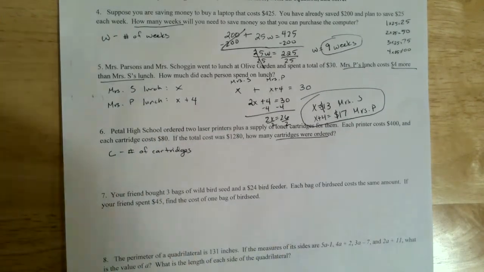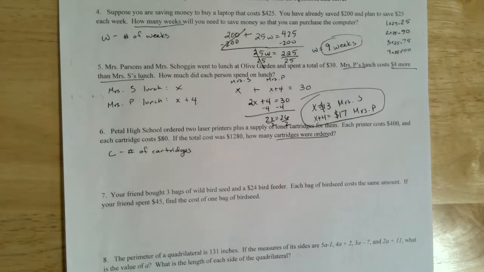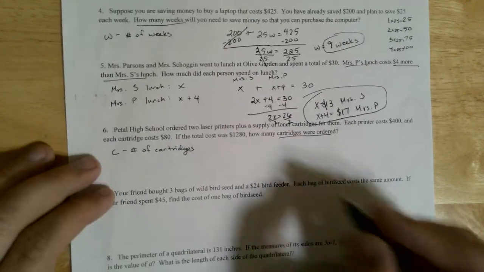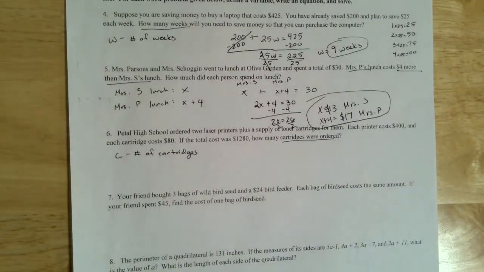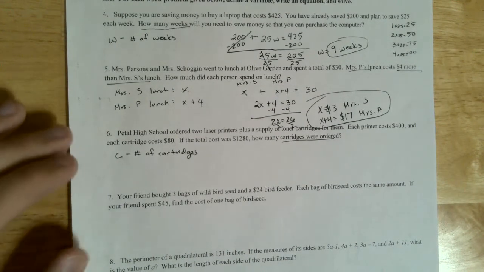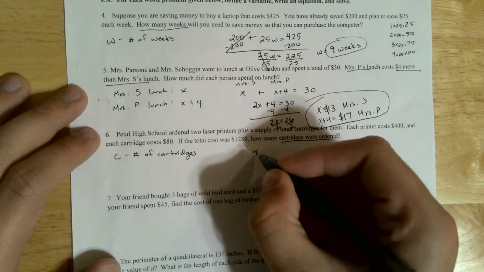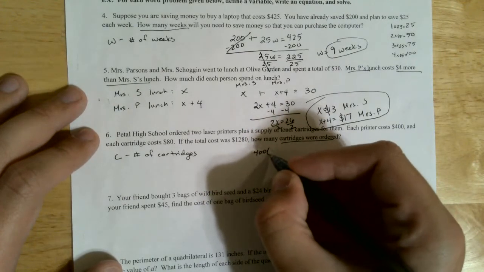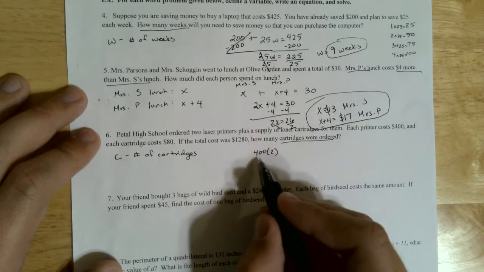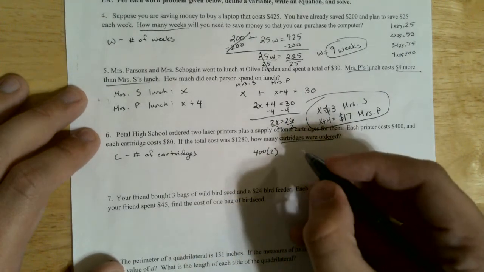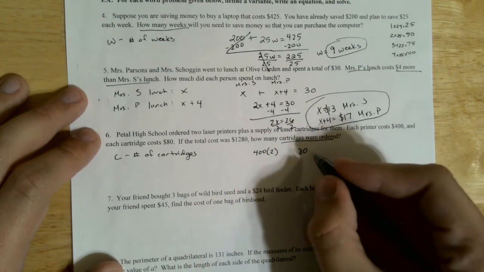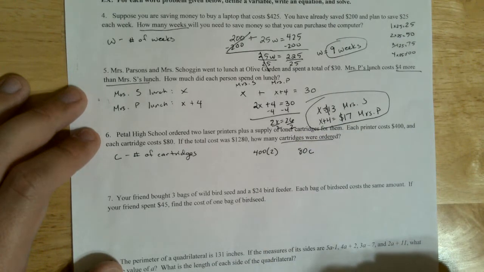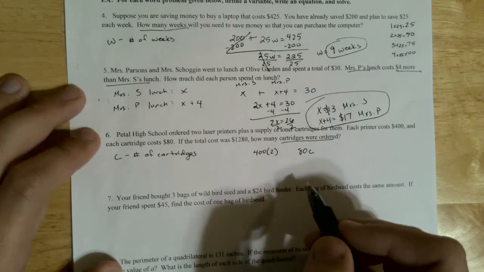Now, we got some key pieces of information here. Petal High School got 2 laser printers, and each printer costs $400. And then they also bought toner cartridges for them, and each cartridge costs $80. So for each one of these, we're going to have a price and a number of things. The printers cost $400 each, and there were 2 of them. The cartridges cost $80 a piece, and we're not sure how many of them we ordered. So we have 400 times 2, and then 80 times C.